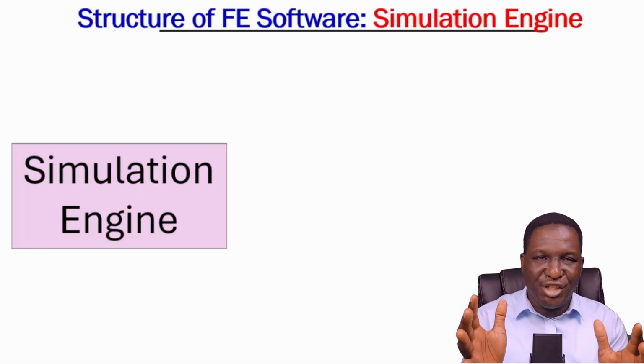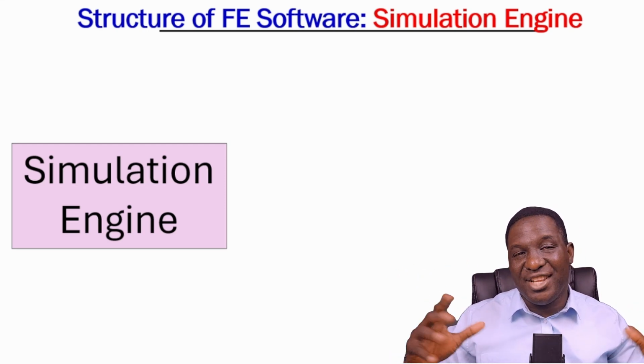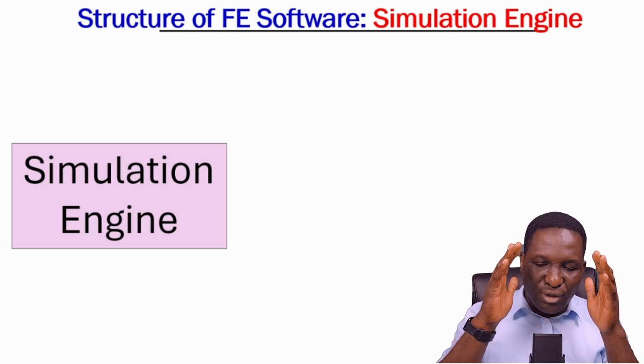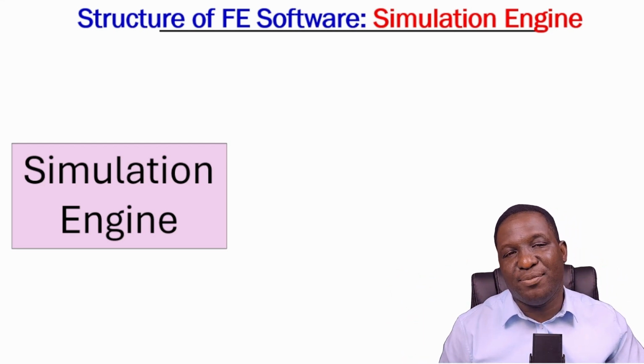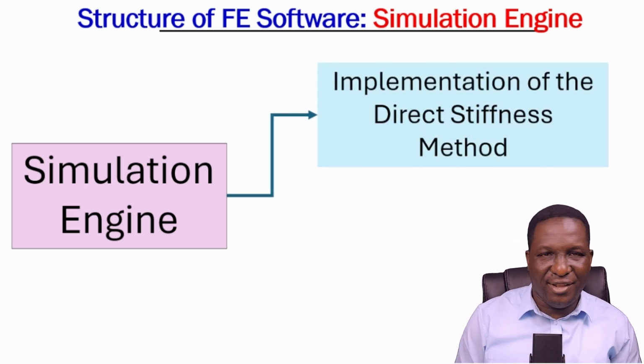So the simulation engine solves one simple task. Remember, the FE approach is really to solve an FE equation. So one simple key task of the simulation engine is first to provide the implementation of the direct stiffness method. If you really want me to discuss a bit more around this direct stiffness method, which is at the heart of FE solvers, please let me know in the comment section. I could make a video to throw some insight into the direct stiffness method. I have a dedicated chapter in my book dealing with the direct stiffness method.